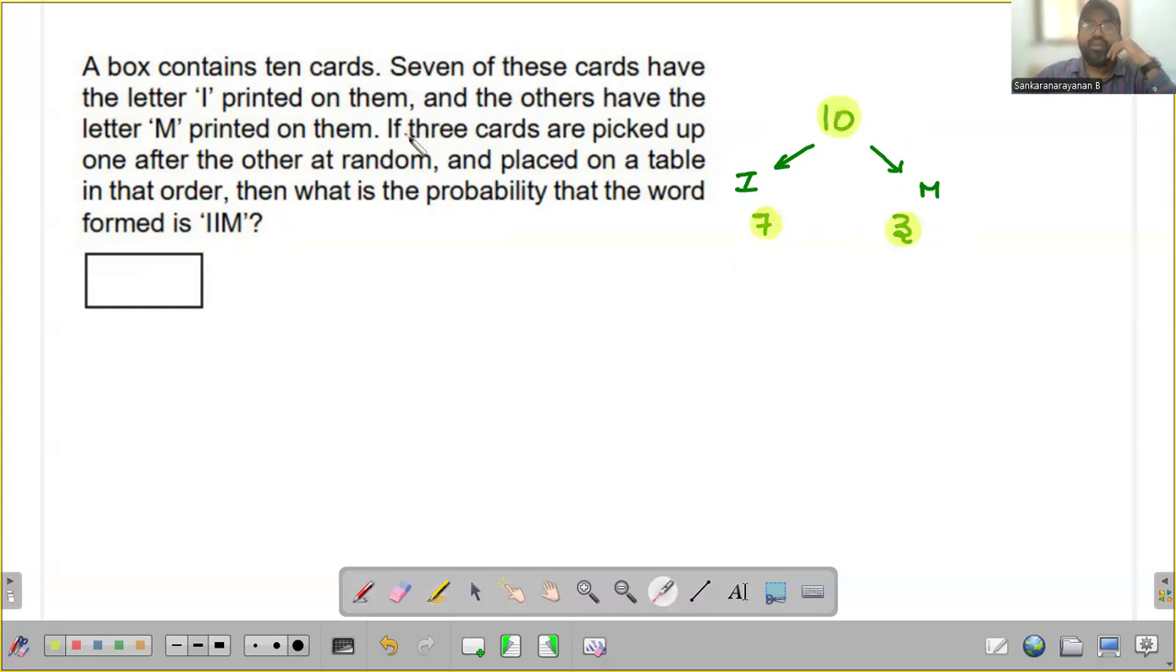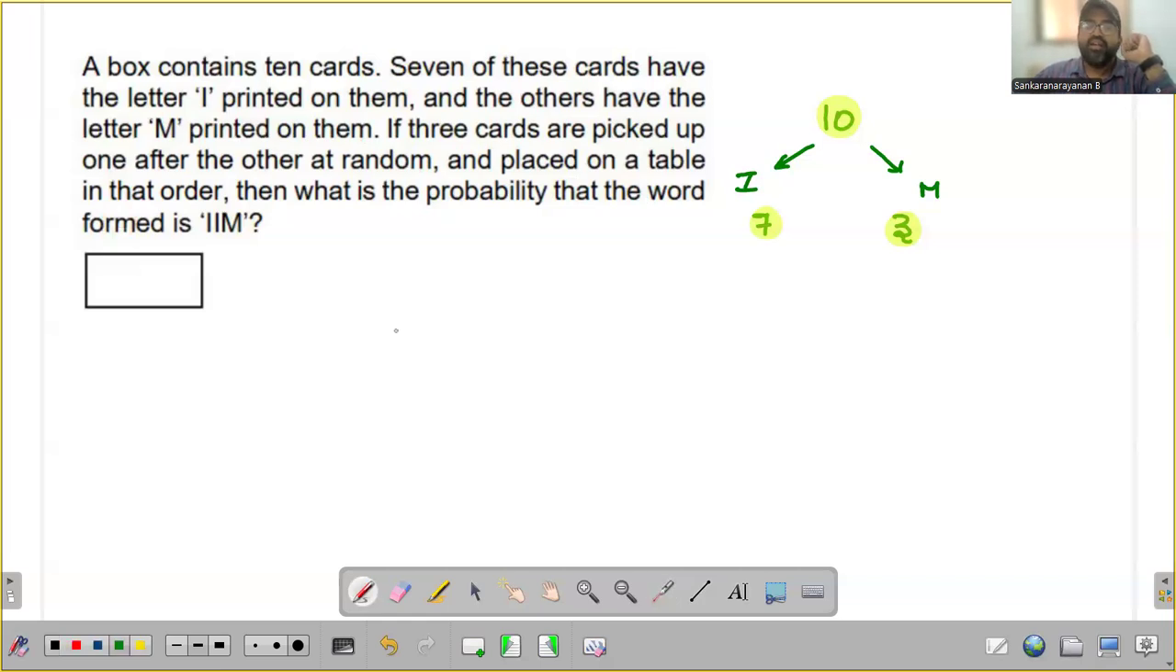Okay. Now, listen carefully. It is given that 3 cards are picked up one after the other at random and placed on a table. Here, you are picking one card after the other. You are not picking all 3 simultaneously. So you are taking the first card and placing it on the table. You are taking the second card and placing it on the table. You are taking the third card and placing it on the table. So you are picking up these 3 cards one after the other, and placing them on the table in that order. The question is, what is the probability that the word so formed is I-I-M?